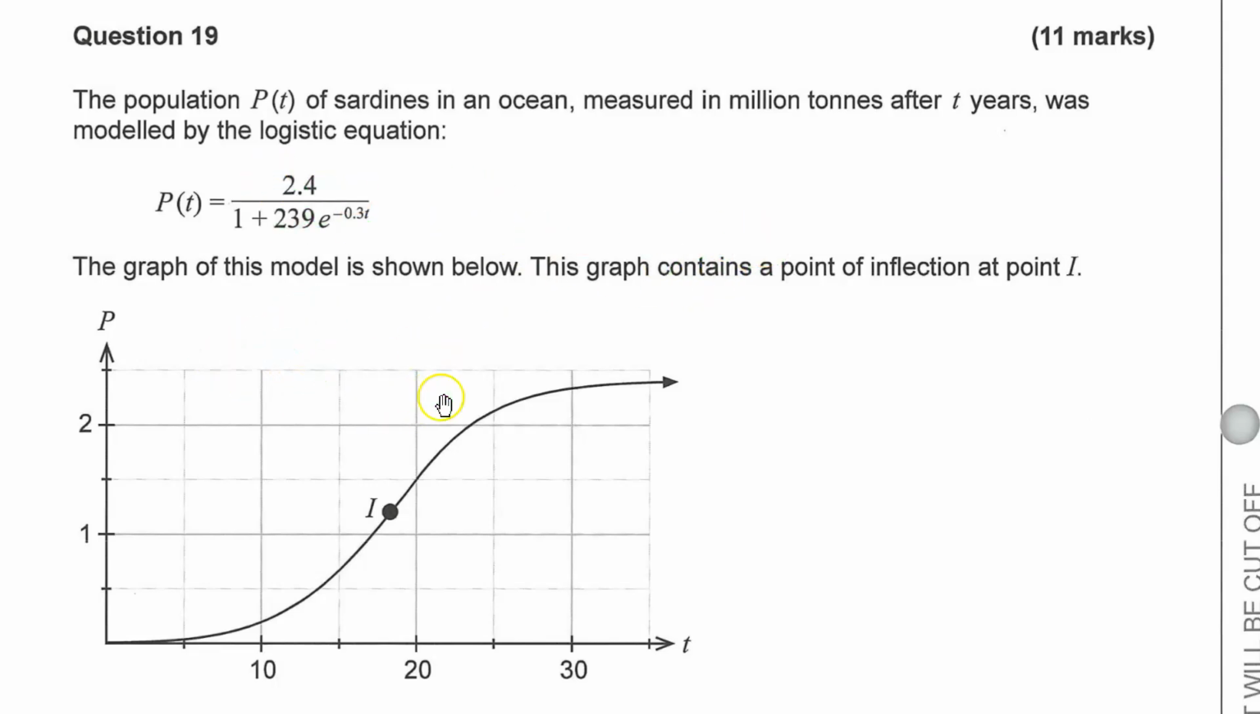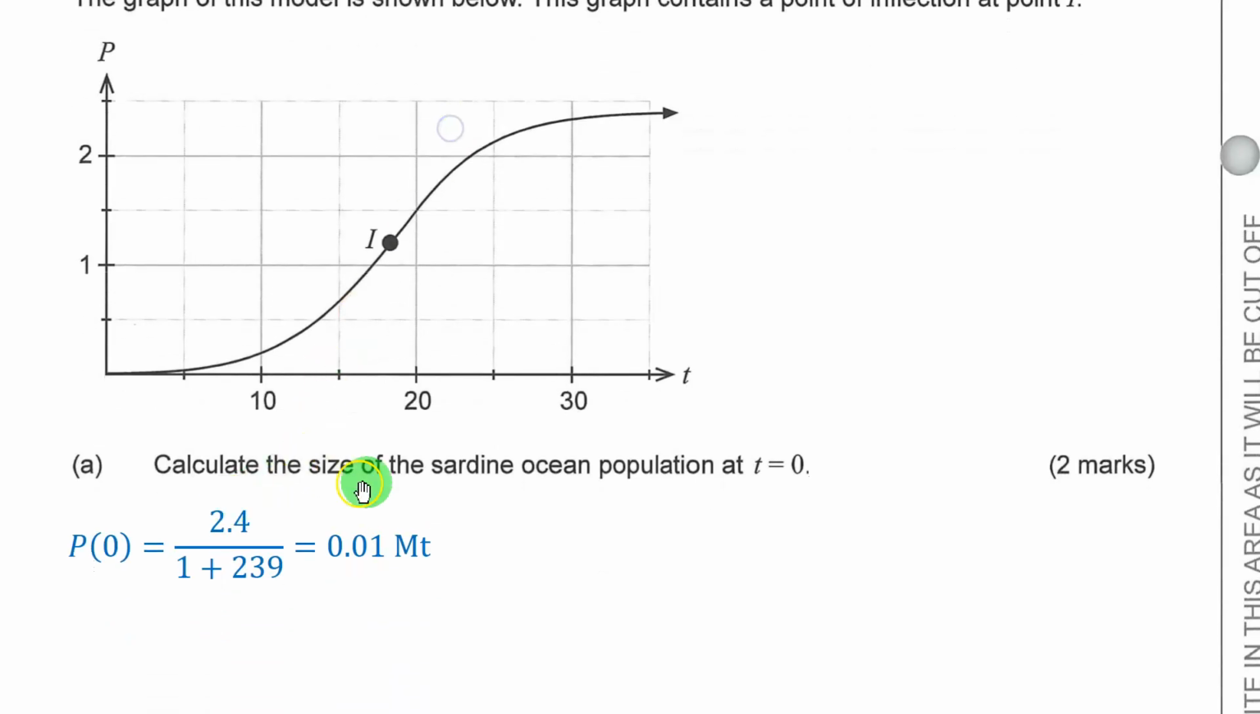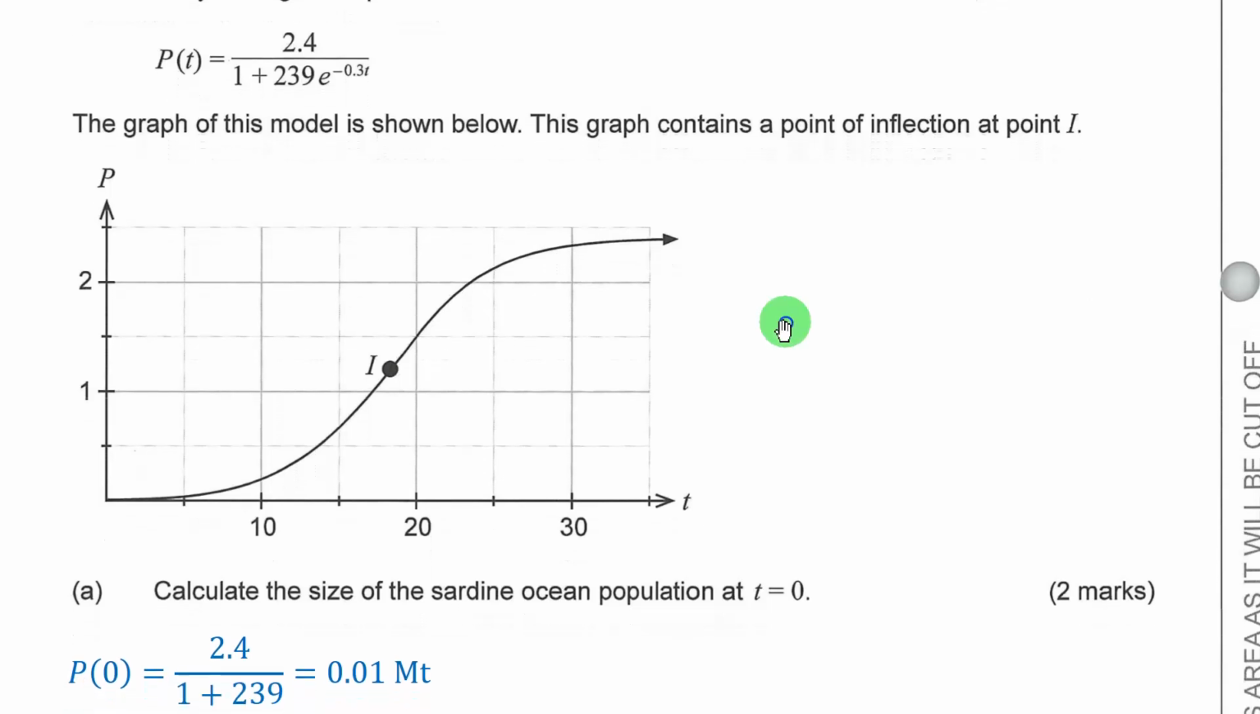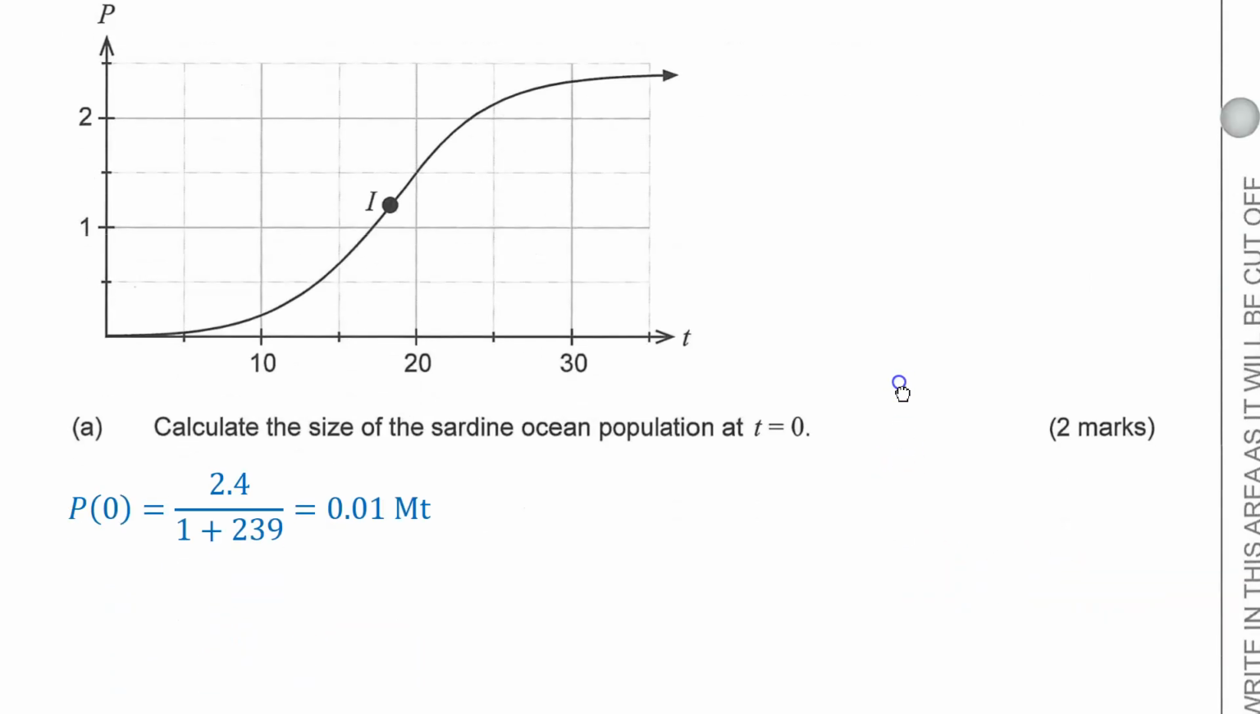So let's see what we've got to do here. In part A, calculate the size of the population initially. So you can see, looking at the equation up here, that when t is 0, e to the 0 is 1. So we've got 2.4 over 240, which is going to be 0.01 megatons. So we're getting our units right. 2 marks in the bag.